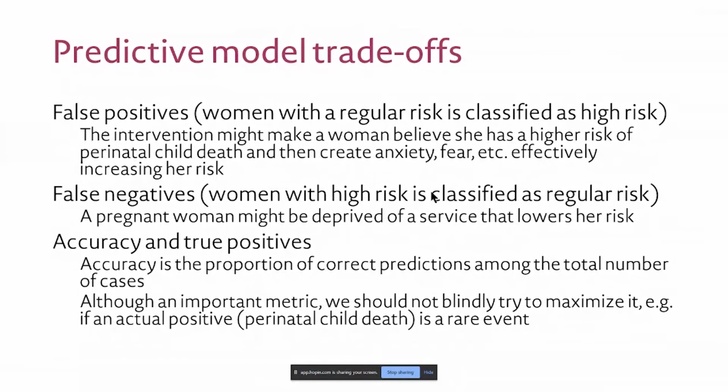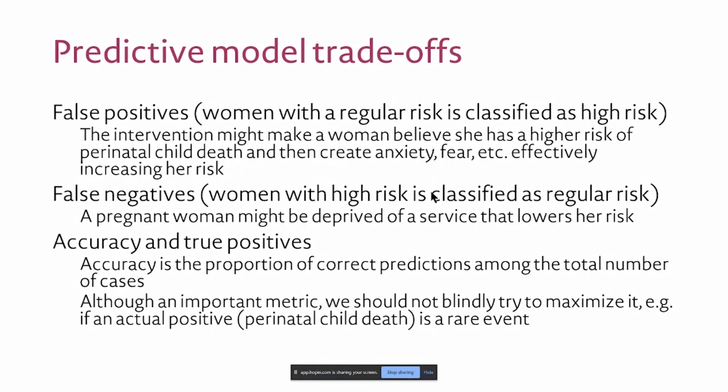A false negative, on the other hand, would be where you classified a woman with a higher risk or with an estimated higher risk as regular risk. And that means that the woman might be deprived of a service that could lower her risk. This could be through the intervention, or it could also be accidental when, for example, CHVs would prioritize high-risk clients and then don't have enough time to provide services to regular risk clients.